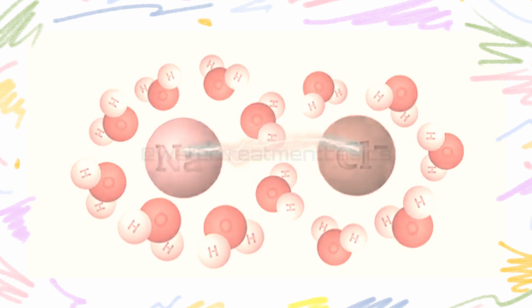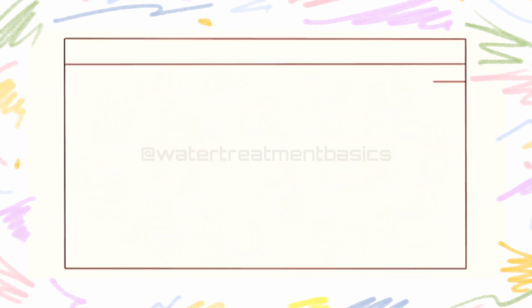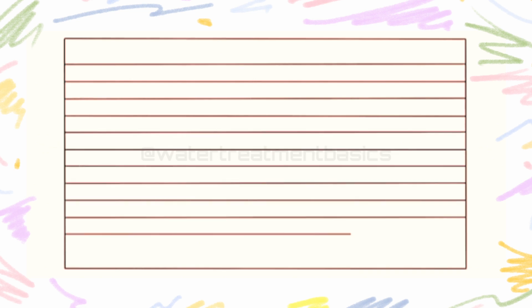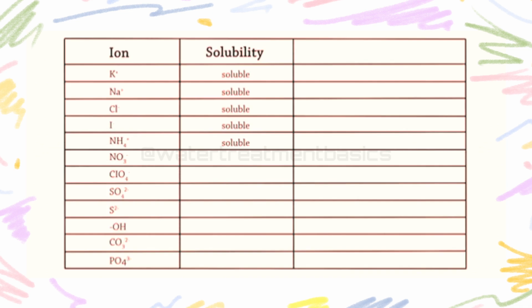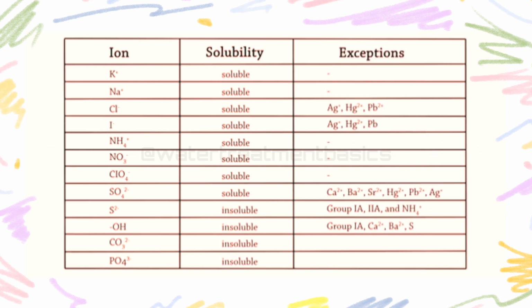Not all ionic bonds are soluble in water. This isn't something you can figure out just by looking at the periodic table. Solubility is determined by experimentation. You may have seen a table of solubility rules. That's a summary of experimental results.